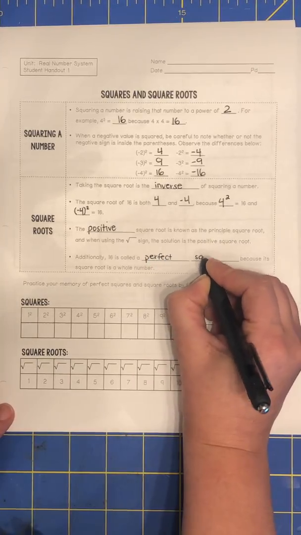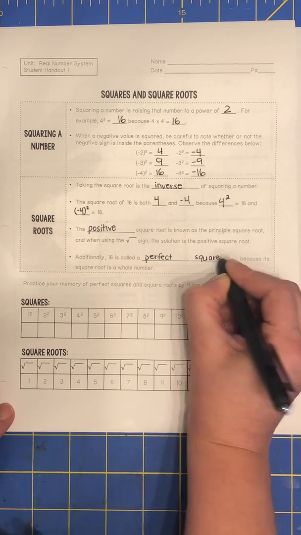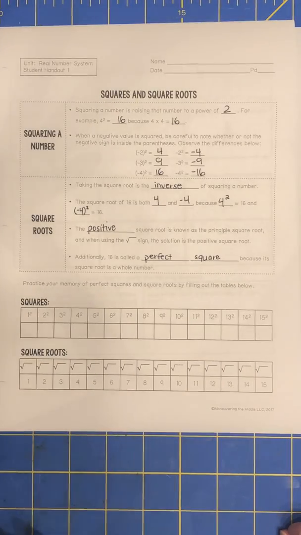So 16 is called a perfect square because its square root is a whole number. If we think about the number 25, 25 is also an example of a perfect square, because if I took the square root of 25, I would get 5. 5 times 5 is 25.